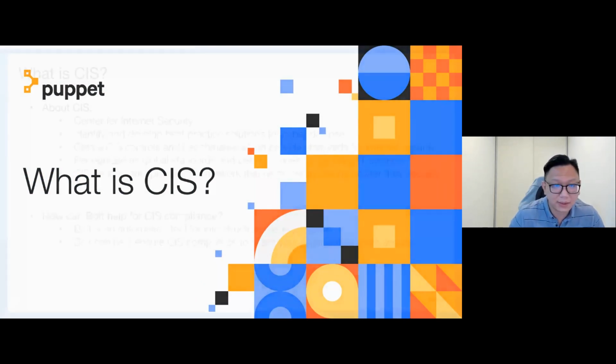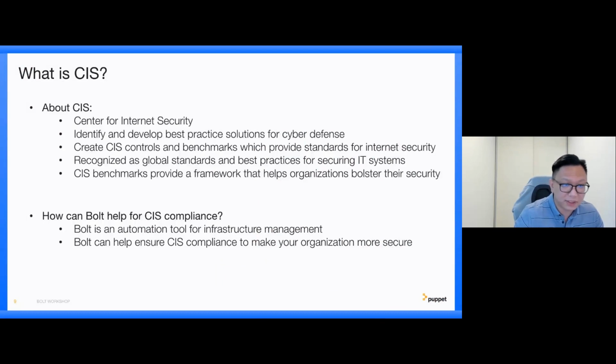So why CIS? CIS stands for Center for Internet Security. It's an organization that identifies and develops best practice solutions for cyber defense, particularly in hardening benchmarks. They've created a bunch of CIS controls and benchmarks across different operating systems, middleware, databases, and all that, which provides you standards for internet security. A lot of companies globally recognize CIS as a global standard, and it's actually best practice to secure your IT systems. The CIS benchmark also provides a framework that helps organizations improve their security posture.